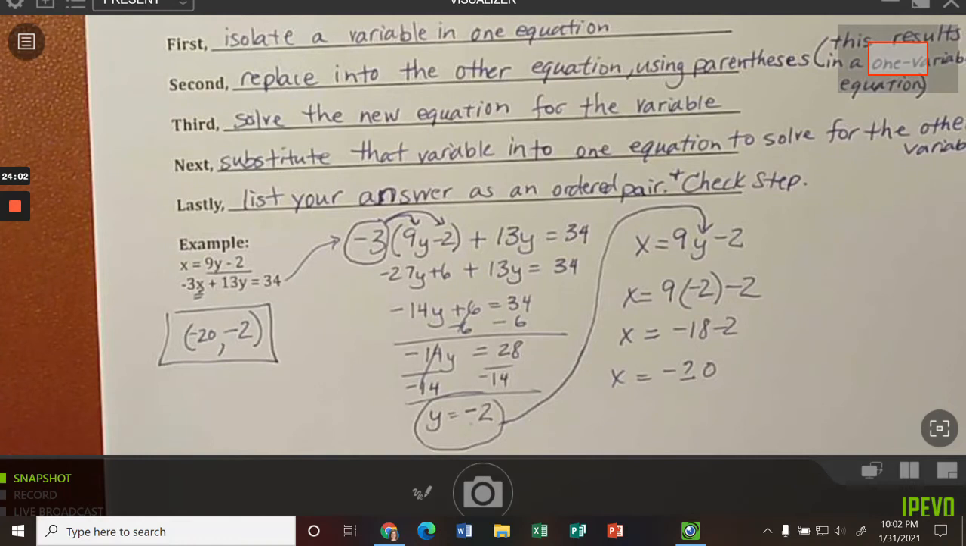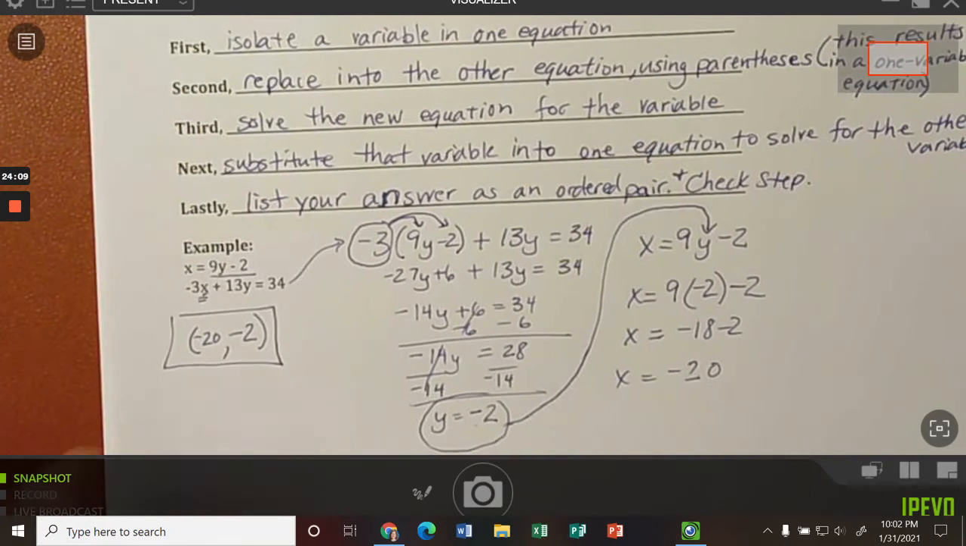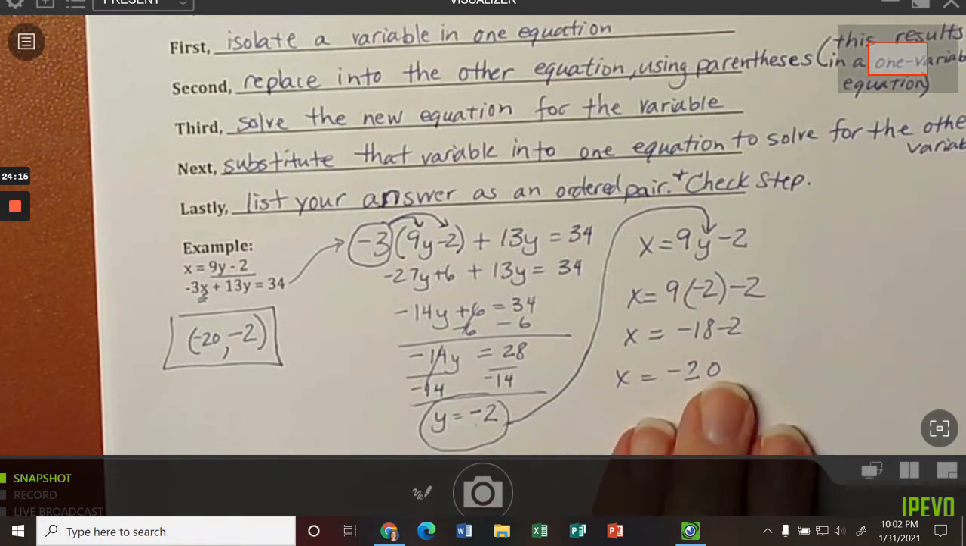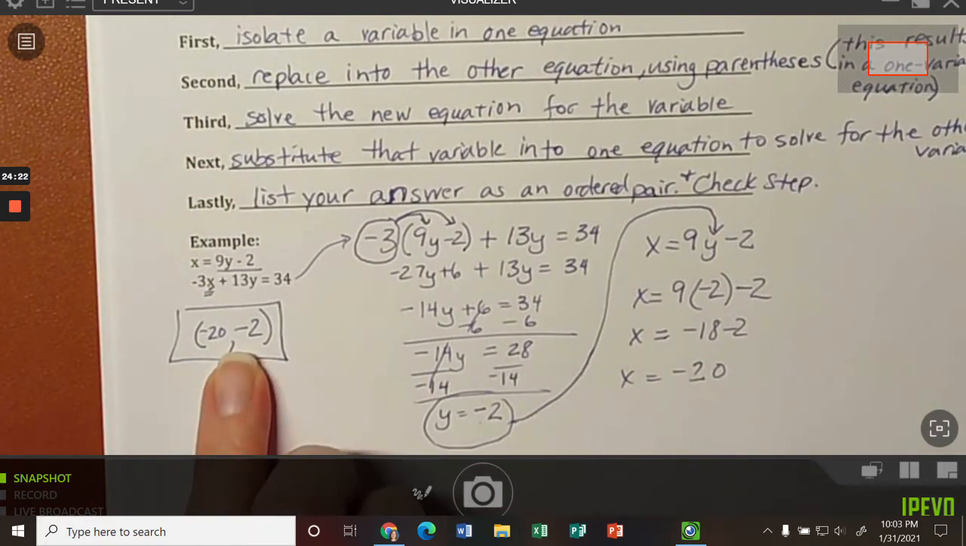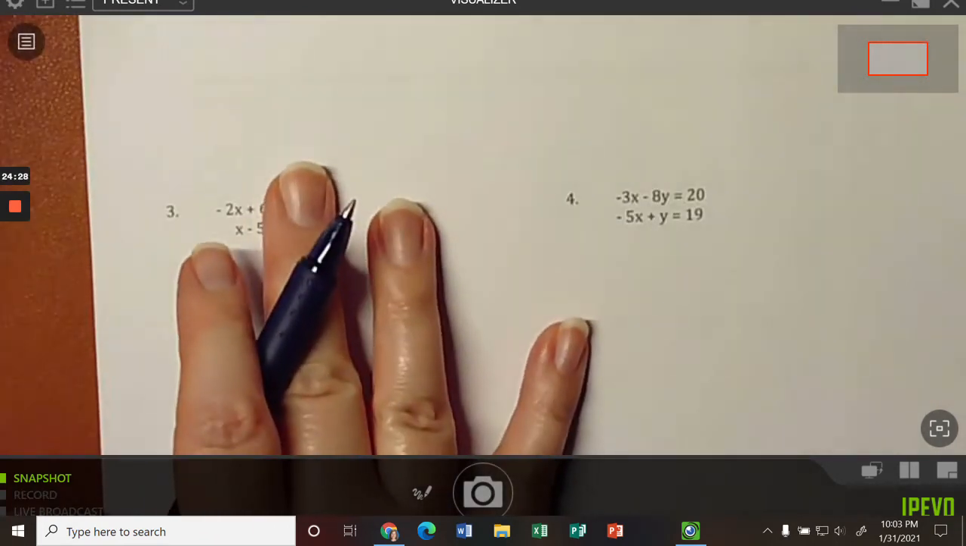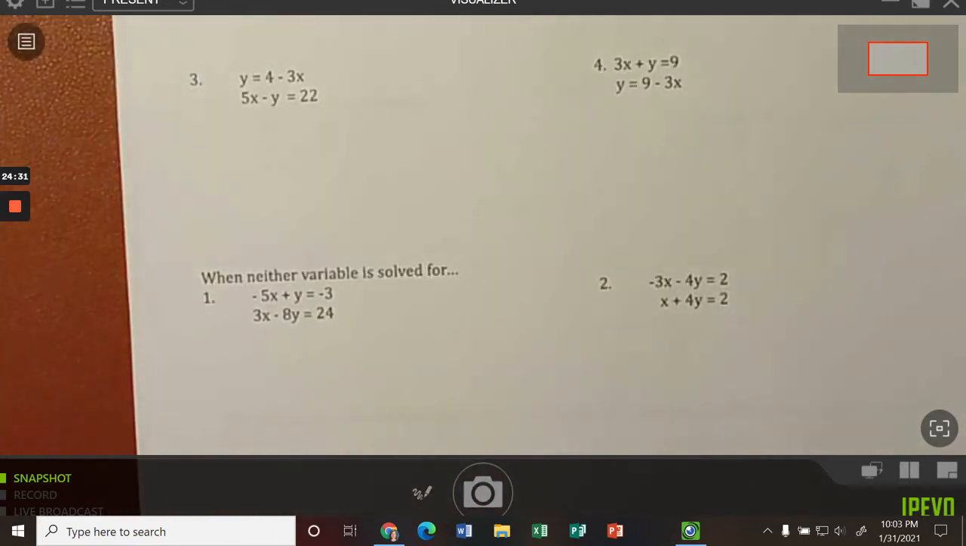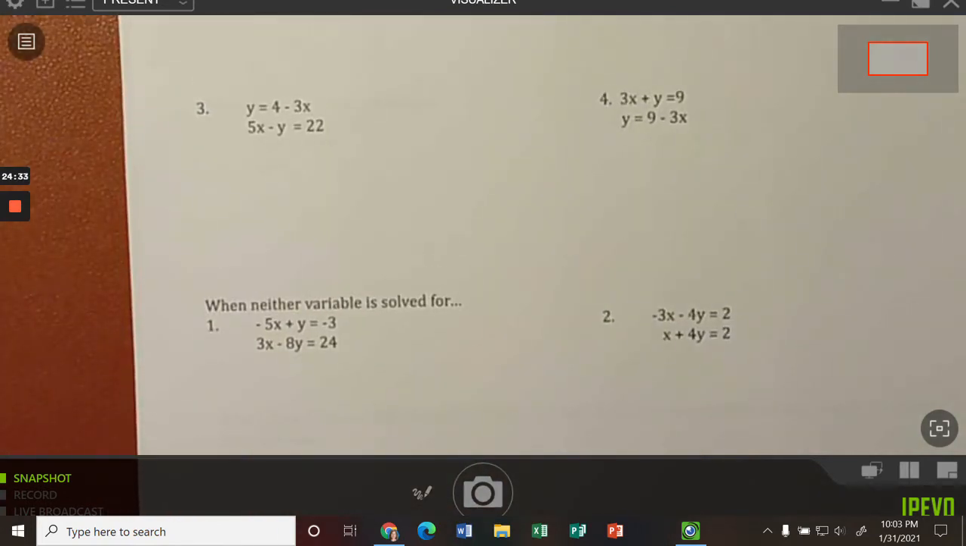And then you'd want to do the check step to make sure that your ordered pair is accurate. Okay, just for sake of time, because we have a lot of problems that we want to get through, we are going to omit the check step just for this purpose of making the notes a little bit shorter, but I would highly encourage you to check every single equation on your homework as you're learning how to substitute. Okay, next page. Okay, so we have some examples where the x variable is already solved.